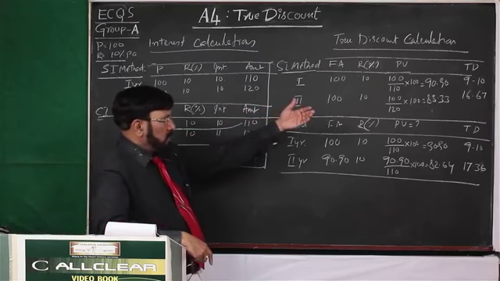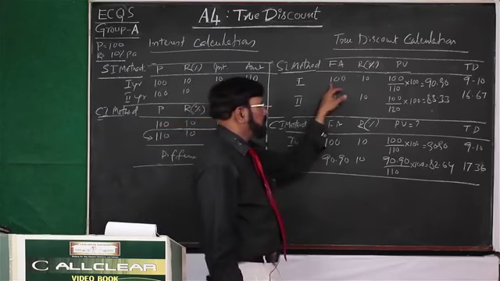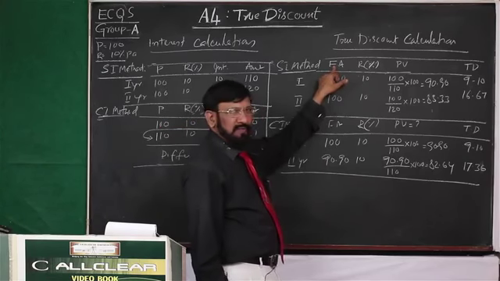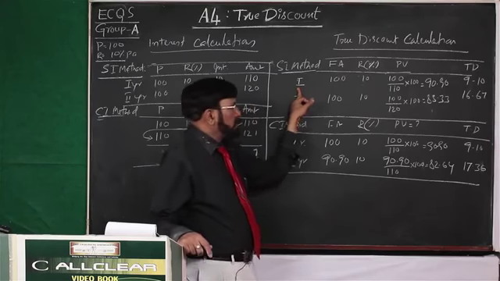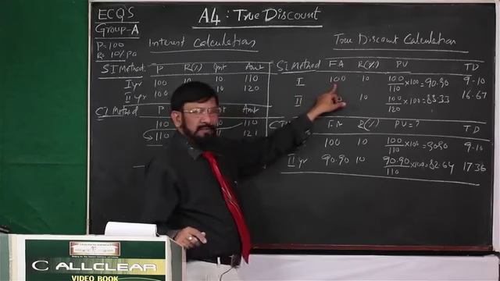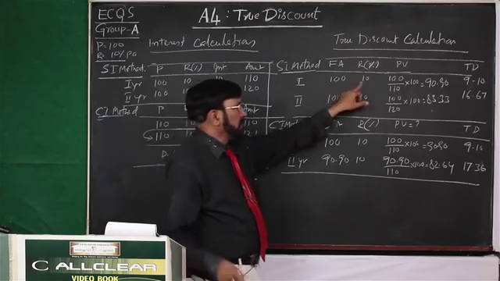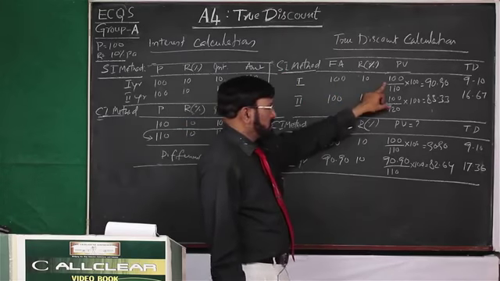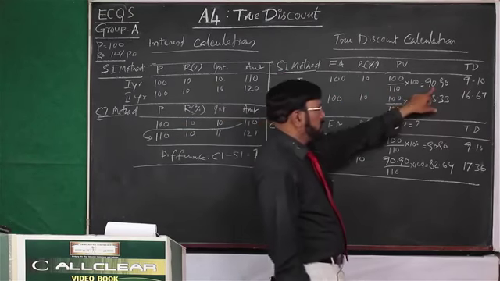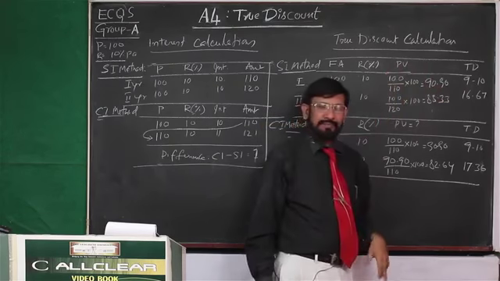Here we have to calculate for the present. That's why try to understand. This is future amount. Future amount means after 1 year, 100 rupees is due to you. Somebody has to pay 100 rupees to you. Now using simple interest method at 10%, you are discounting, then present value is 90 rupees 90 paise.